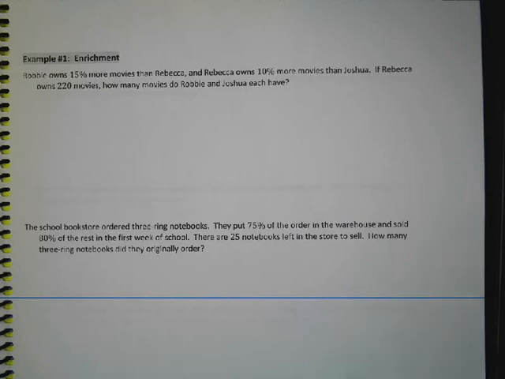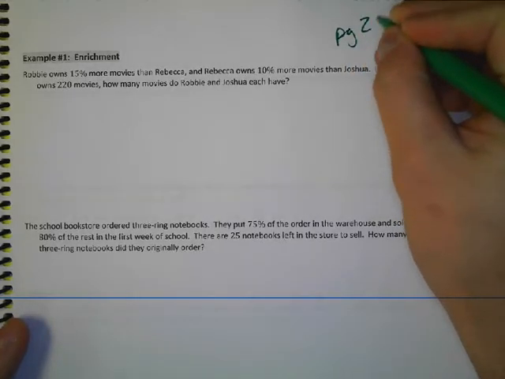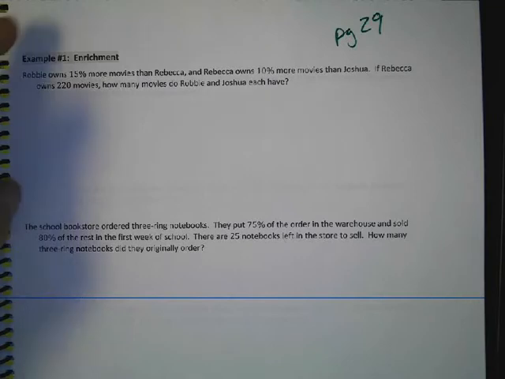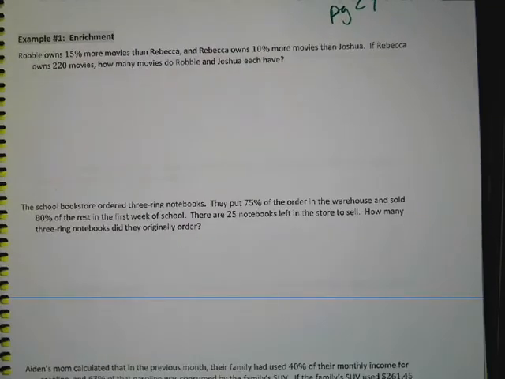Hello students. In this video, we have an enrichment, and we've skipped quite a few pages in the book, and I'm doing it based on what I feel is really relevant as far as percents are concerned. But on page 29, there in our fluency, there's an enrichment, and these are really complicated problems.